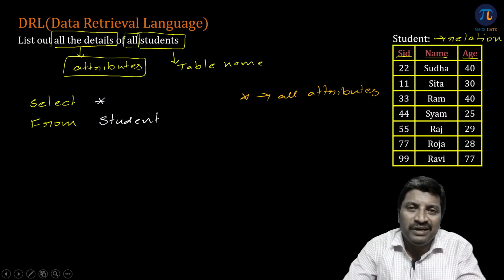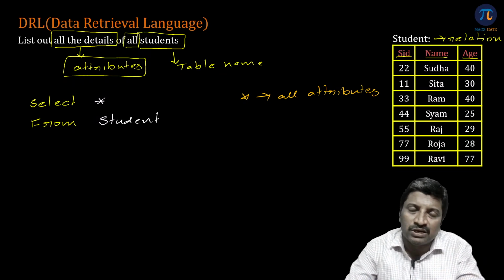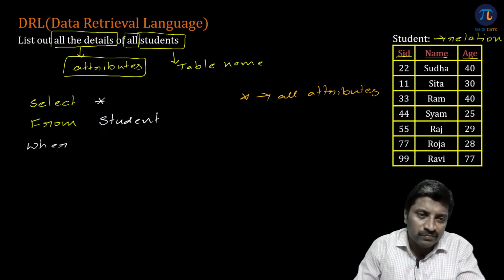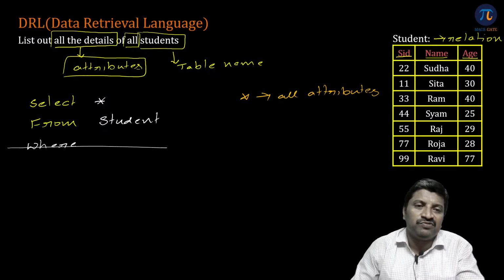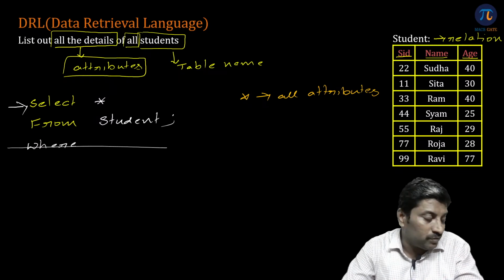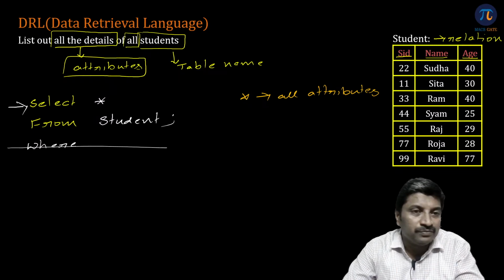Now, do you need any specific students? No, sir. I need all the students. So we are not filtering the records. Whenever you don't filter the records, there is no need to specify the where. So this is the one and only answer for this question: select star from student. Hope you understood it.